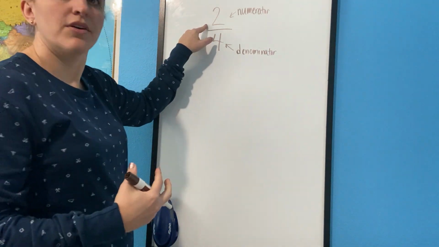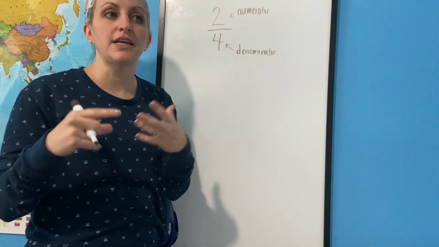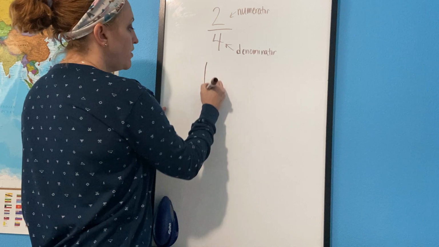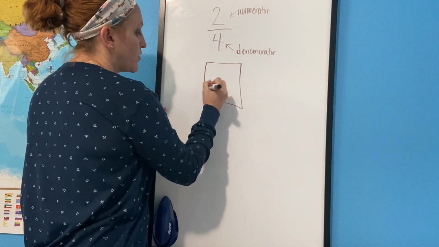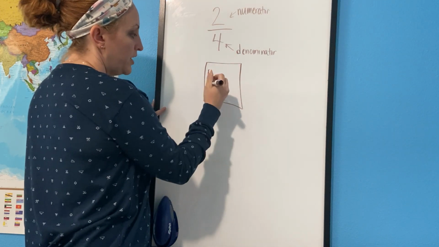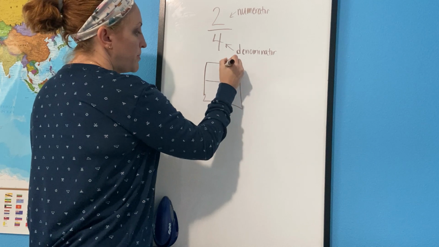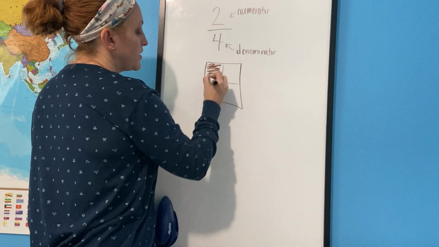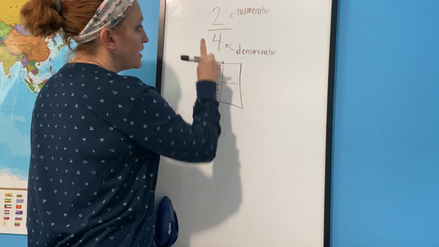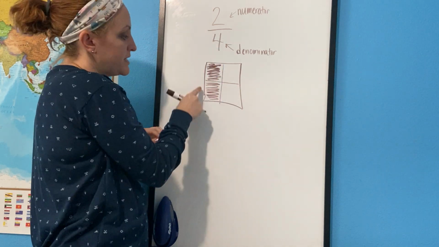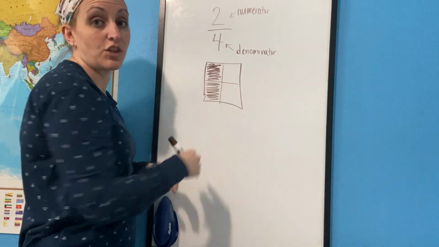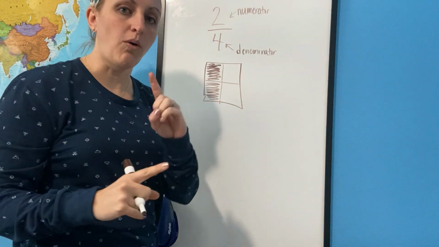The numerator, or the top number, stands for the amount of pieces that are shaded in. So if I wanted to draw the fraction 2/4, I would take my whole and split it into 4 pieces and shade in 2. The numerator stands for the number of pieces that are shaded, and the denominator stands for the number of pieces that there are total in one whole.